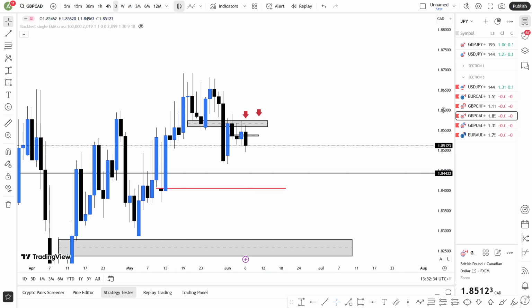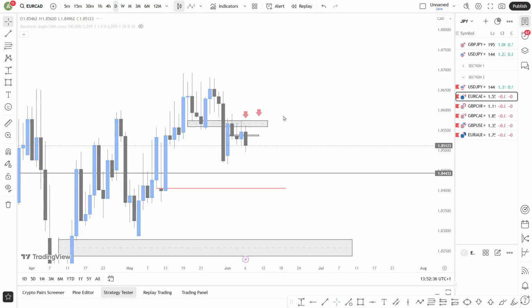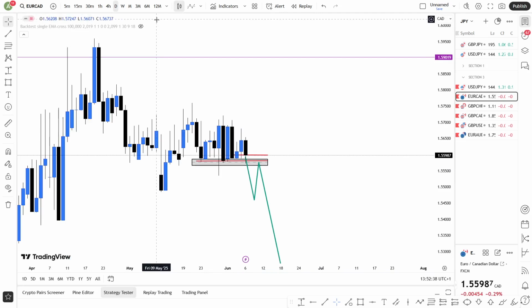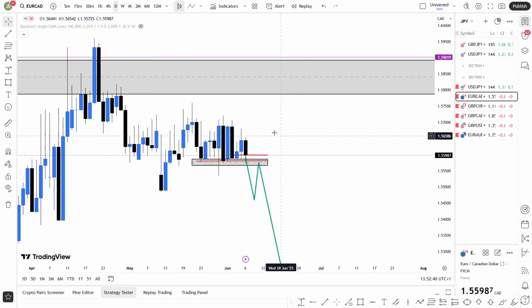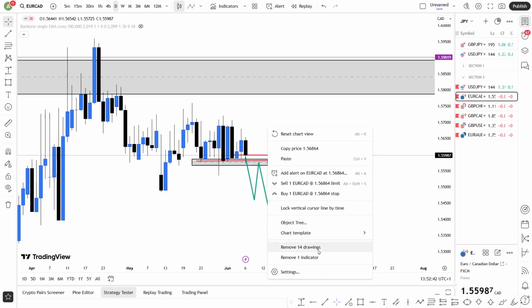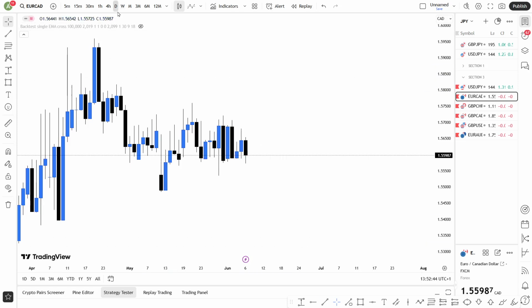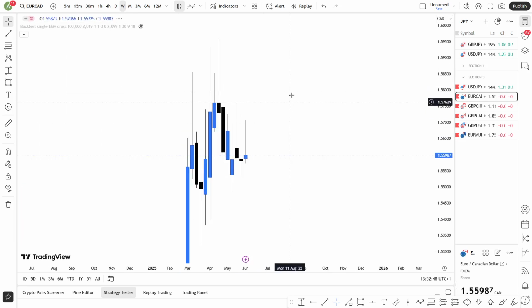Now let's check EURCAD. What are we expecting on EURCAD? Let me remove the drawing because I did my analysis before. Now let's go to the weekly chart for the top-down analysis.